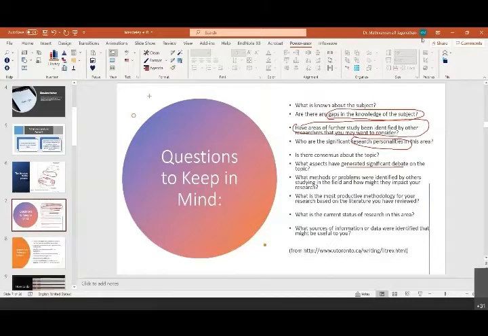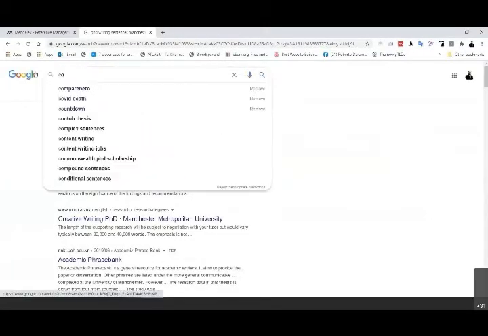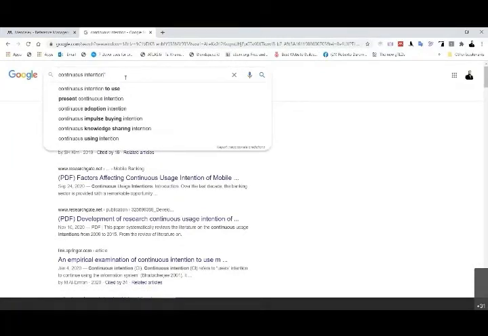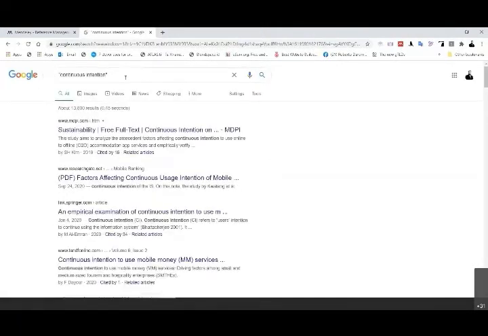And talking about continuous intention, that is your DV, right? If you search only continuous intention, how do you define it? If you search like this, it is also wrong. You cannot search like this. You have to put the quotation marks like this. Then only you will get the actual one. Otherwise, it will search continuous, and it will search intention. Has anybody tried like this? Yes, sometimes we do this. But almost without.